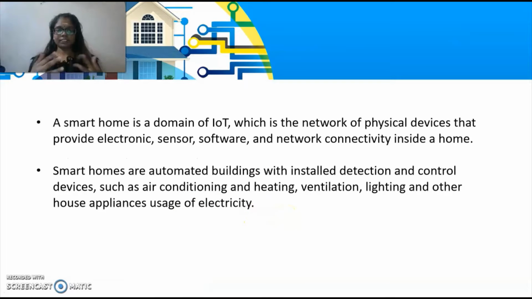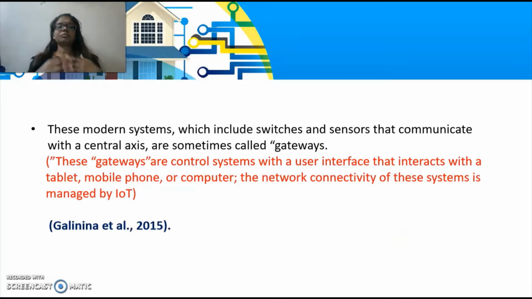A smart home is a domain of IoT, which is a network of physical devices that provide electronic sensors, software, and network connectivity inside the home. Smart homes are automated buildings with installed detection and control devices such as air conditioning and heating, ventilation like a fan, lighting, and other house appliances that use electricity. In these modern systems, switches and sensors communicate with a central axis, sometimes called gateways.